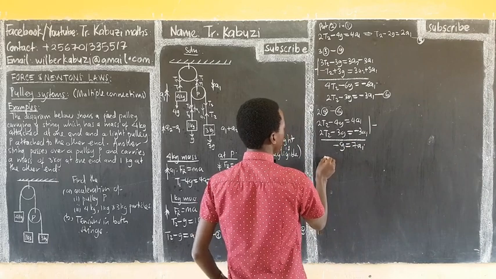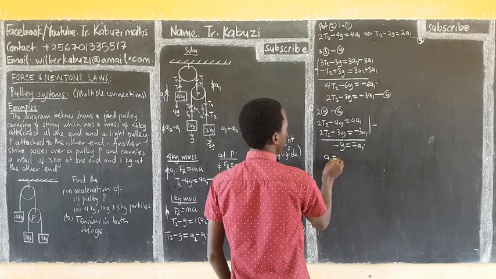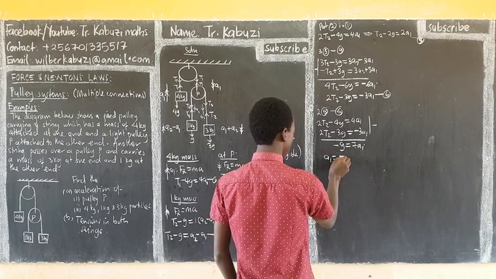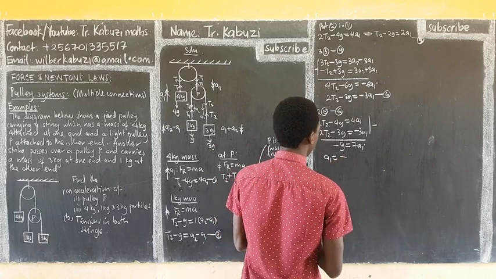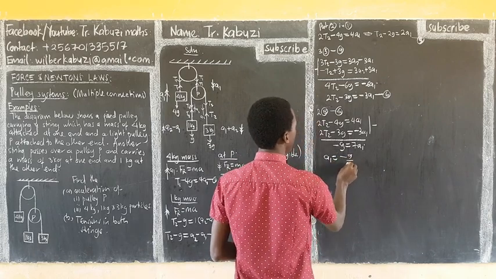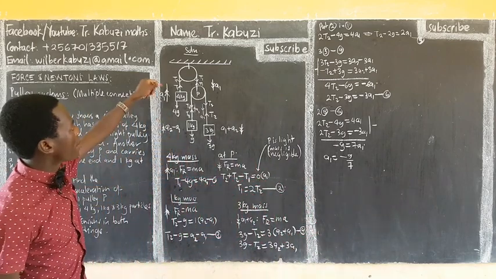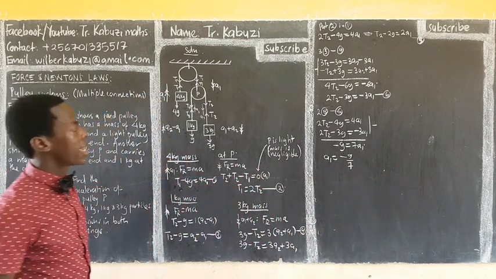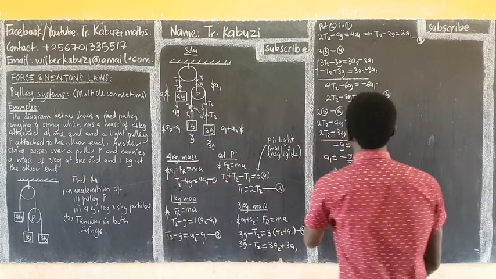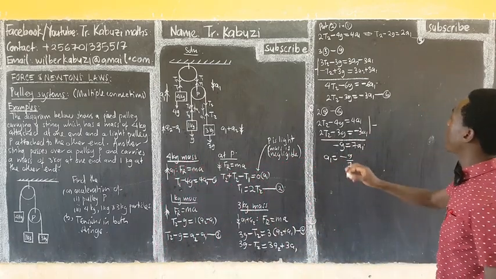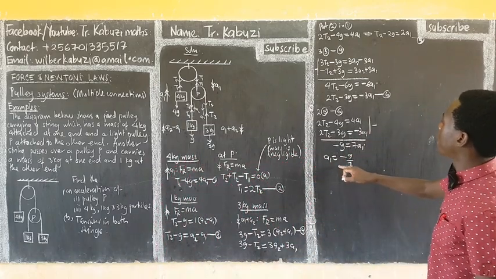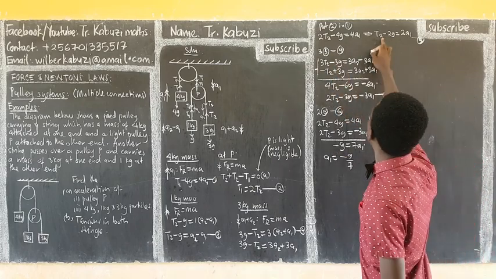From there we can see that our A1 is going to be negative g over 7. What does it mean? It means that this acceleration A1 was supposed to act in the opposite direction. Then from here, after that, we can get our T2.